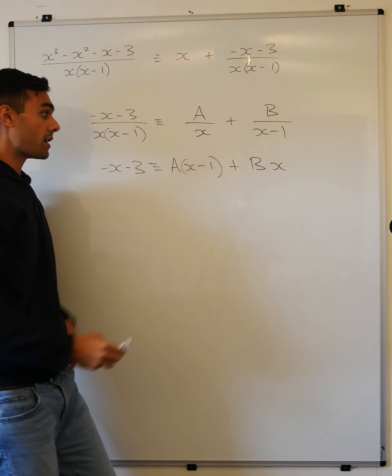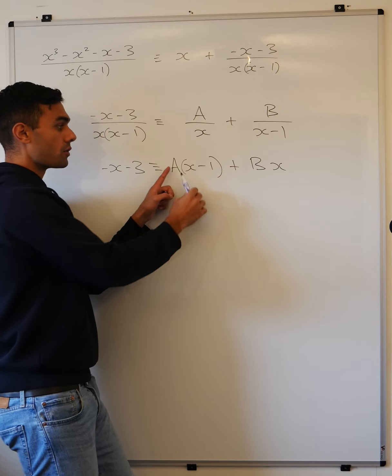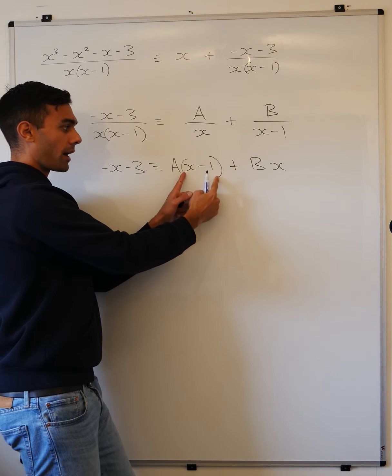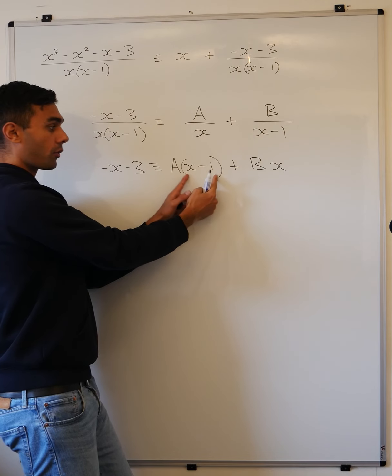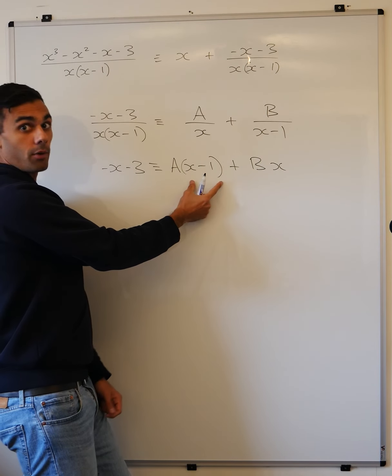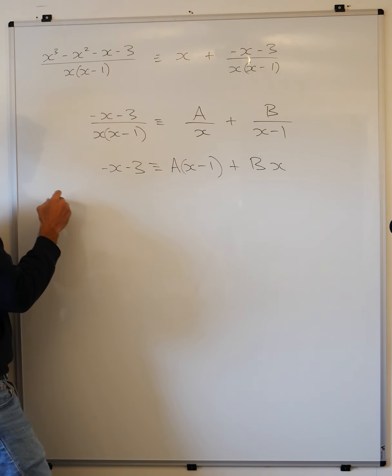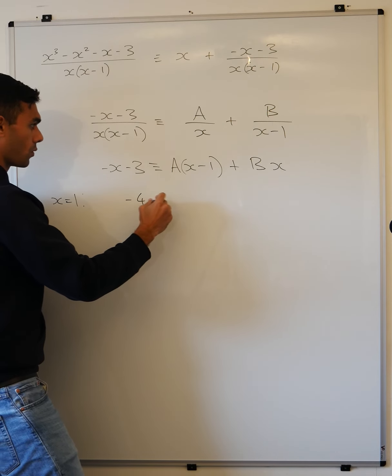that's an identity. It's true for any value of x. So what we're going to do to work out a and b, we're going to sub an x value in to make the bracket 0, and then we'll do the same here to make this 0. So starting with a bracket, what do I put in to make the bracket 0? We make x equal to 1. Okay, so we get minus 4.